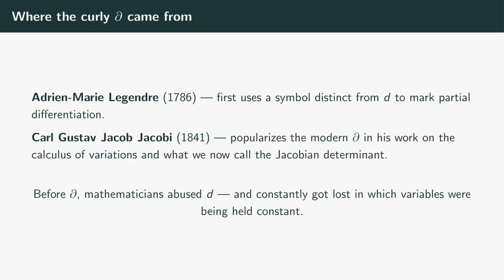The modern shape of the symbol, and the convention of using it everywhere, comes from Carl Gustav Jacob Jacobi in the 1840s, in his work on the calculus of variations and on what we now call Jacobian determinants. Before any of that, people wrote a plain d for both kinds of derivatives and had to track in their head which variables were being held fixed at any given step. Which sounds minor, and it isn't. Every time you write the partial sign, you're sending a signal to your reader and to your own future self about what is moving and what is locked.